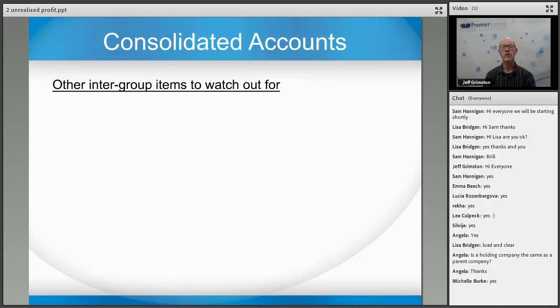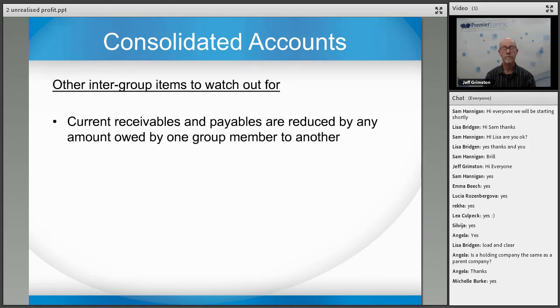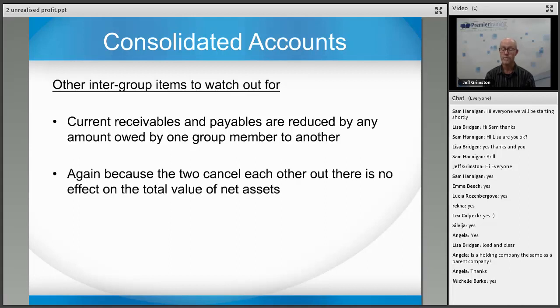Okay, just a couple of final thoughts. When you're consolidating, tonight's been about intergroup transactions, not just unrealised profit. Just the same as a sale and a purchase cancel out, so does a receivable and a payable. If in this case Mortimer owed Reeves £100,000, it would be showing as a liability to Mortimer. That would also be showing as a current asset, a receivable, for Reeves. So they cancel just the same way. Because they cancel out, the total value of the net assets isn't affected. We gain with one hand, we lose with the other.